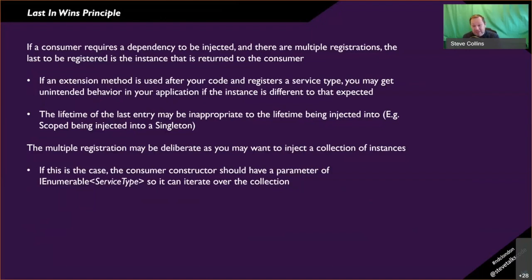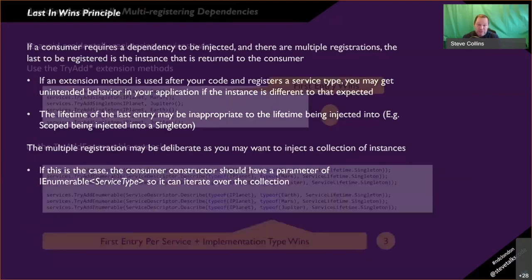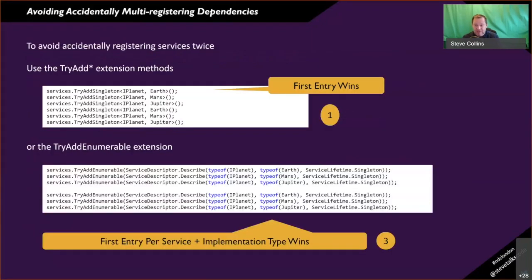Now, it may be that, as I mentioned just now, you deliberately want multiple implementations. But if we do want to avoid that happening accidentally, registering the same service multiple times, there are two ways out of the box to do this. The first is to use the TryAdd variations of methods, where the first registration is kept and subsequent registrations are ignored. So effectively, we're telling the container to flip its concept of last in wins principle on its head, and now the first in wins principle wins. Once you've got something in there, no one else can come and override it.